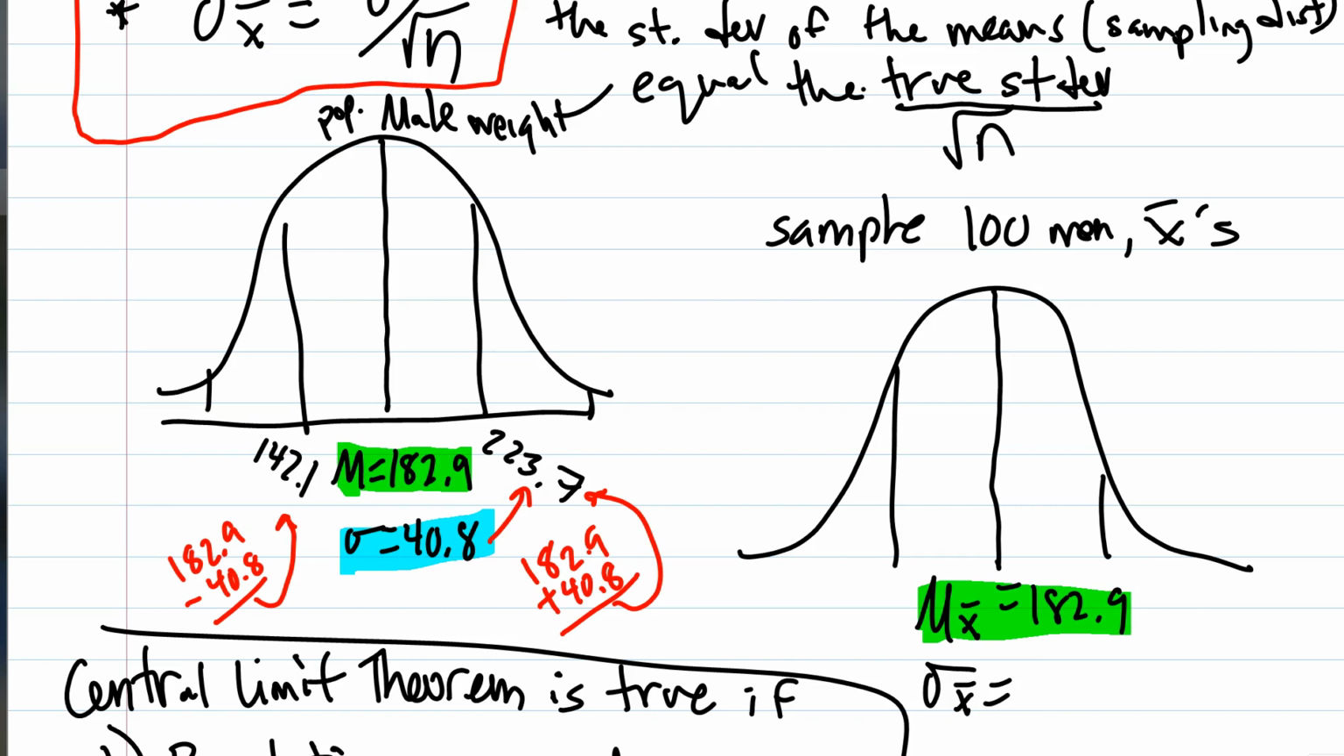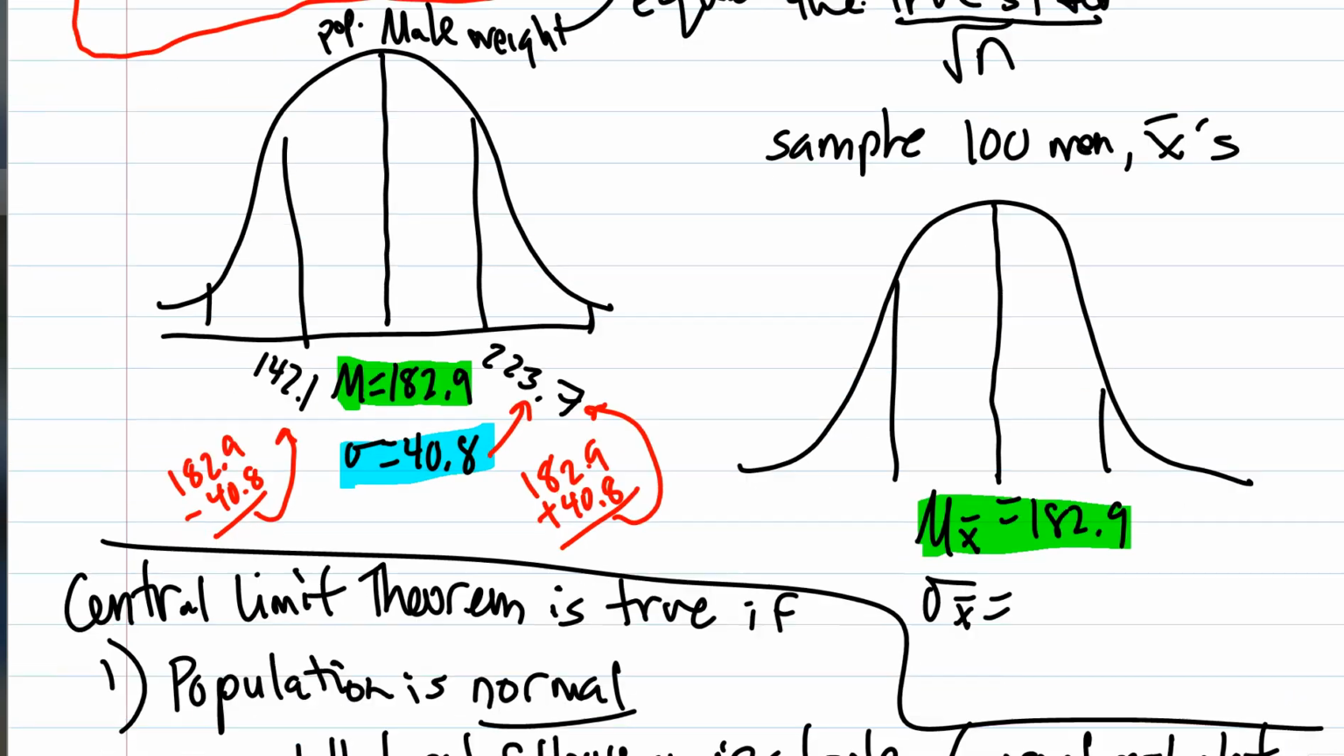So specifically, what the central limit theorem says is that this will be sigma divided by square root of n, or the true standard deviation, 40.8, divided by the square root of, what was the sample size? Well, we sampled 100 men, so we would divide by the square root of 100. And that would be 4.08. What would that do to my distribution? Well, starting at 182.9, the next number would not be 223. It would be 187.7. How did I get that?